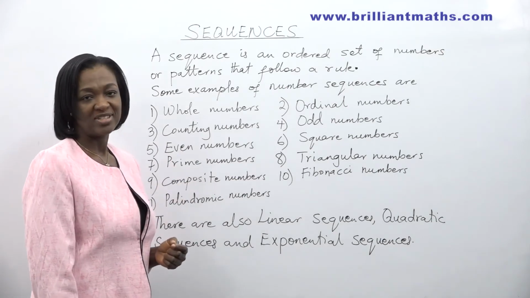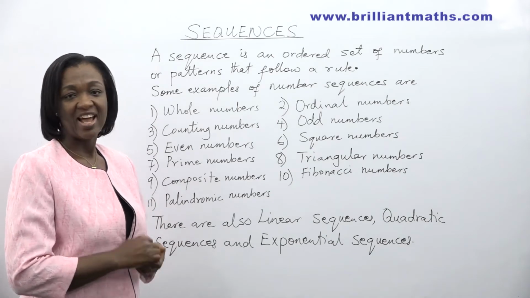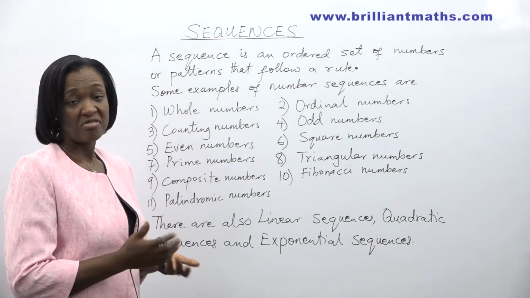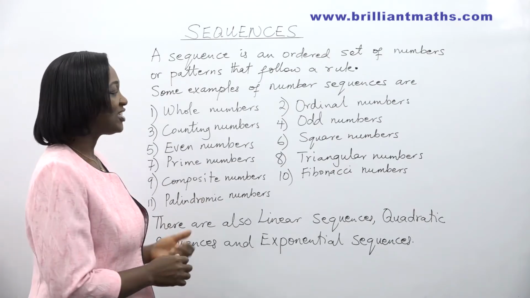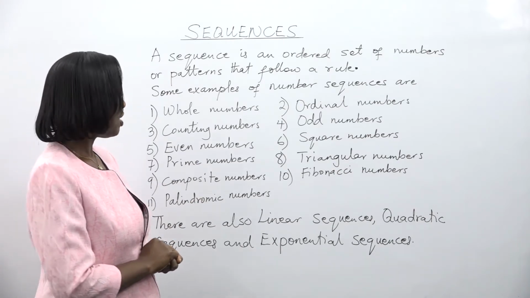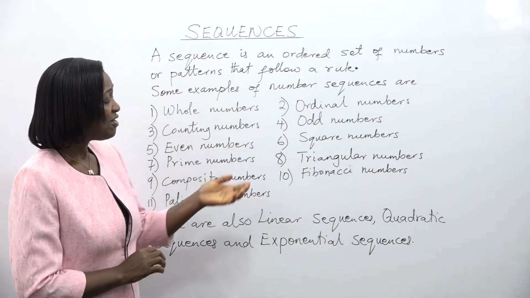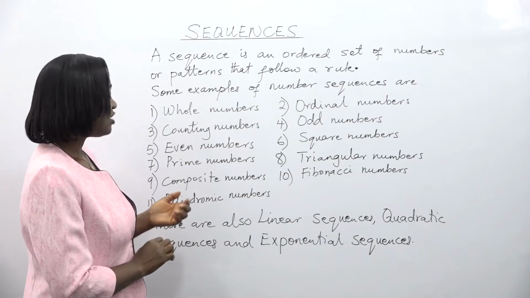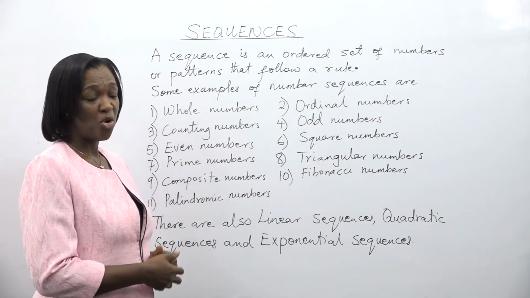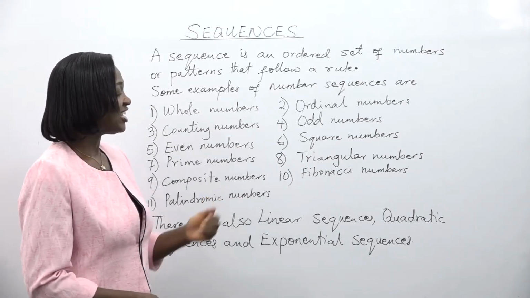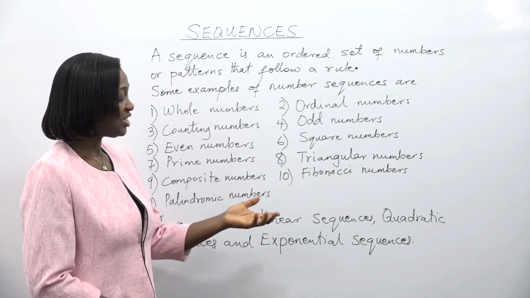Sequence of prime numbers, numbers that have only two factors, 1 and itself. For example, 2, 3, 5. Those are examples of prime numbers. Sequence of triangular numbers, sequence of composite numbers, Fibonacci numbers, palindromic numbers. These are all sequences that we already know. There are also linear sequences, quadratic sequences, and exponential sequences.